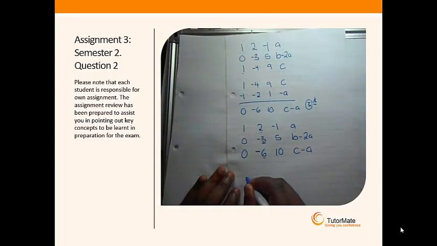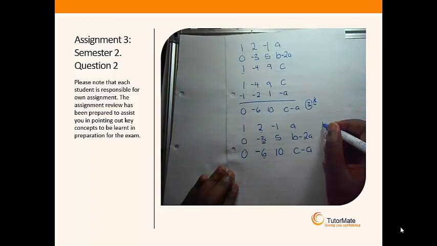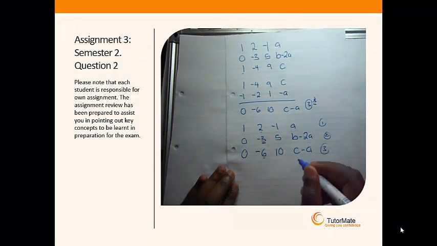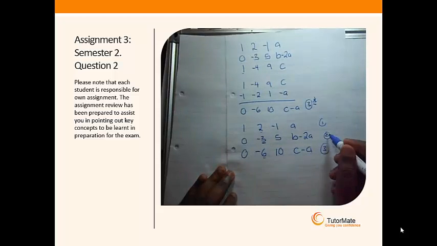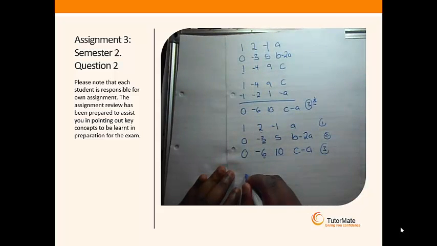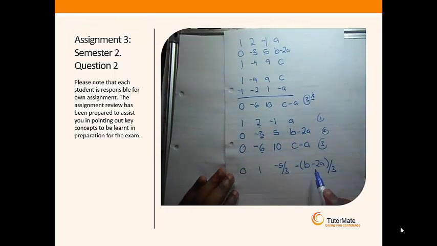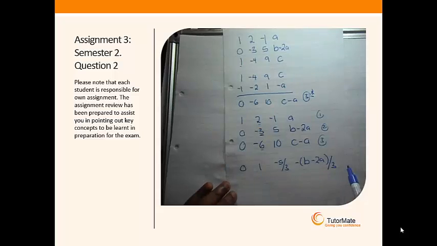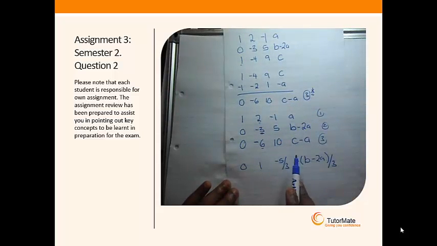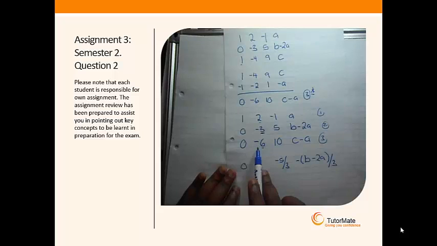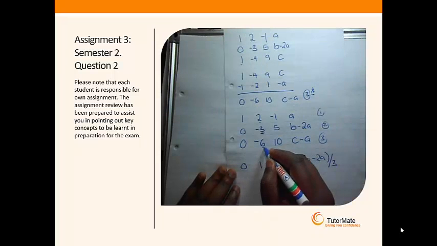This is your row 2, row 1, row 3. So you divide row 2 by minus 3, and you're going to get 0, 1, minus 5 over 3, then b minus 2a, all of this divided by minus 3. Then you turn your attention here now; you want to turn this minus 6 into a 0.